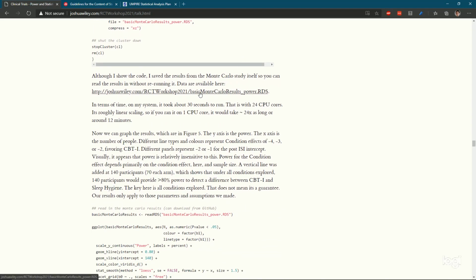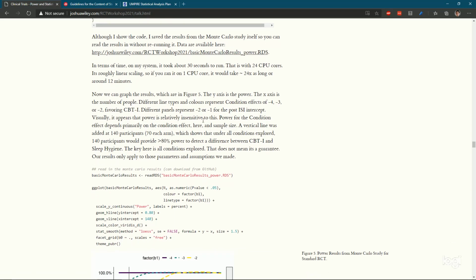If you want to download the data set so you can run what I do next here, you can download it right here. All right, so now we can graph the results, which are shown in figure 5. And if you are just following along conceptually and you don't care about code, you should start paying attention again.